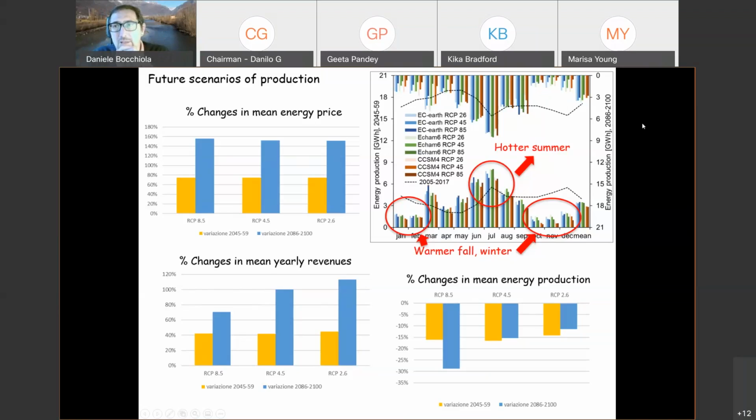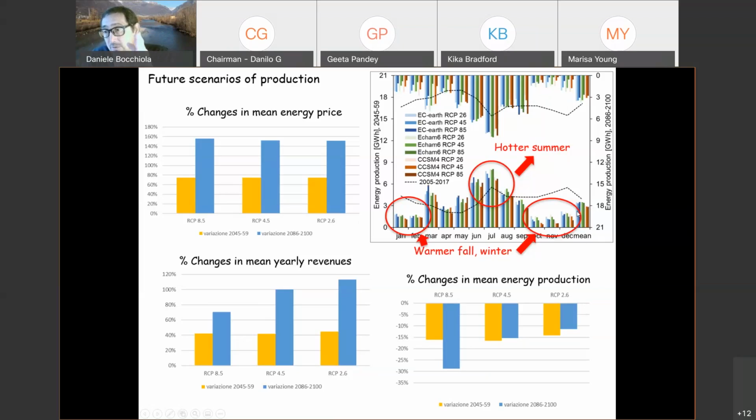During mid-century and during the end of the century, as you can see, in the future there will be less production according to all of the scenarios during winter and fall. So October, November, December, and January, February, March. And if you look at the yearly mean, there will be slightly less production than now.